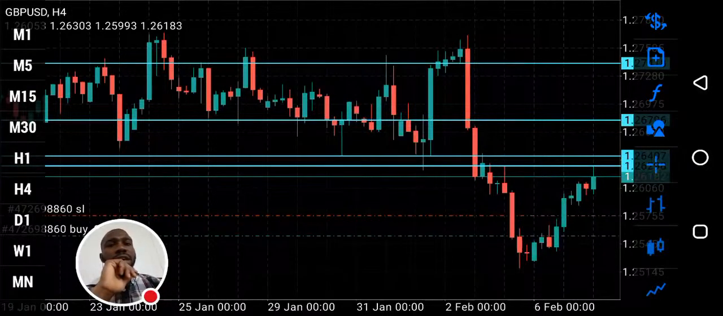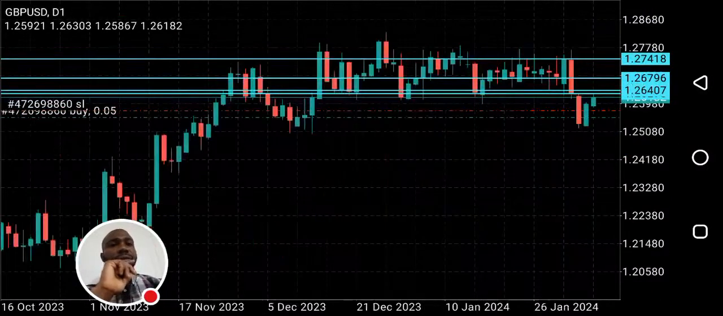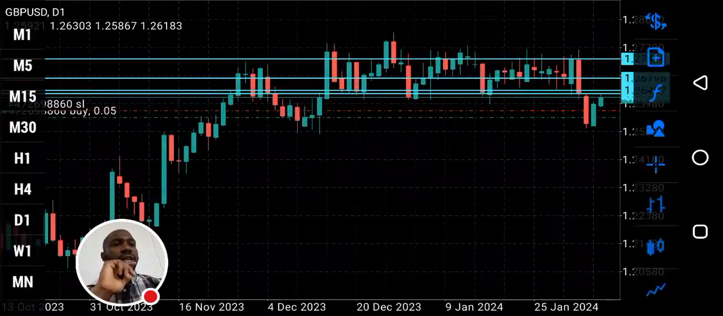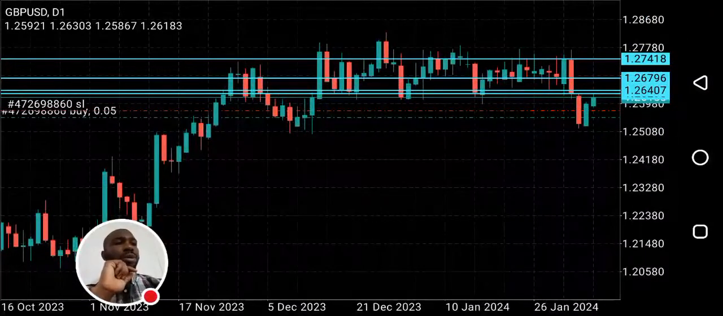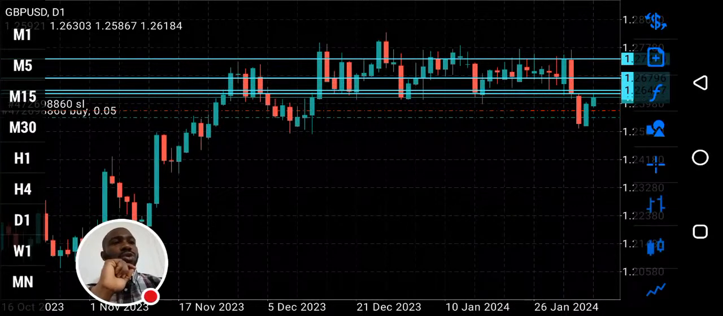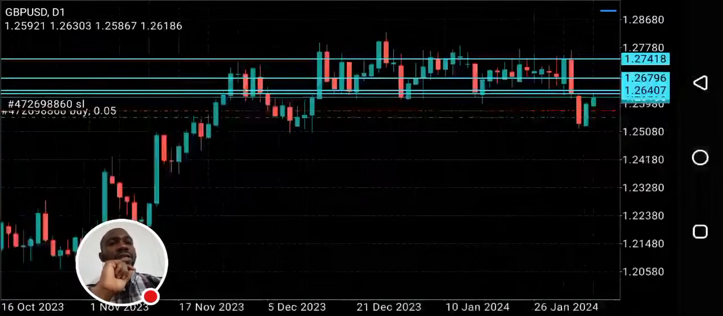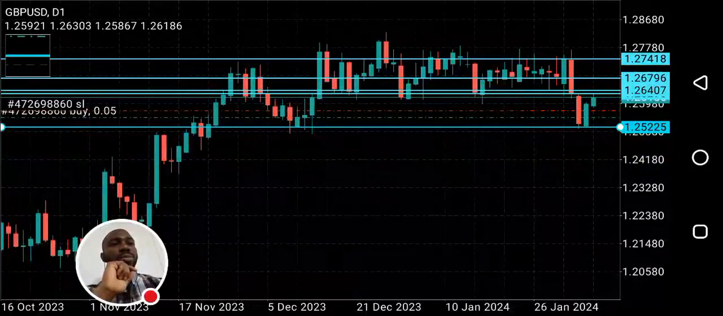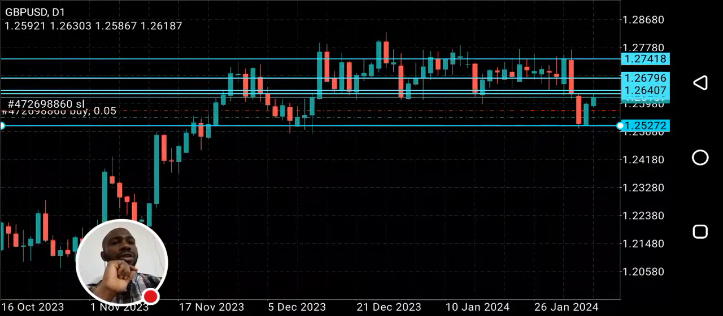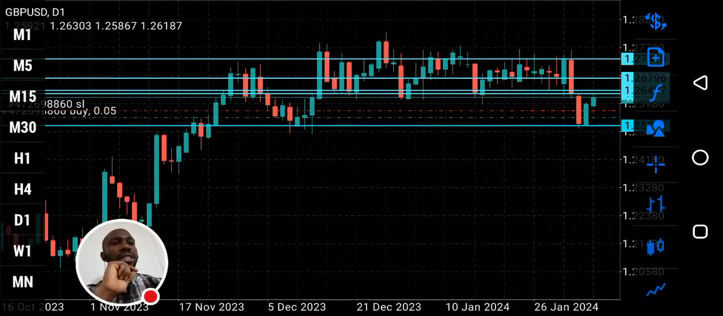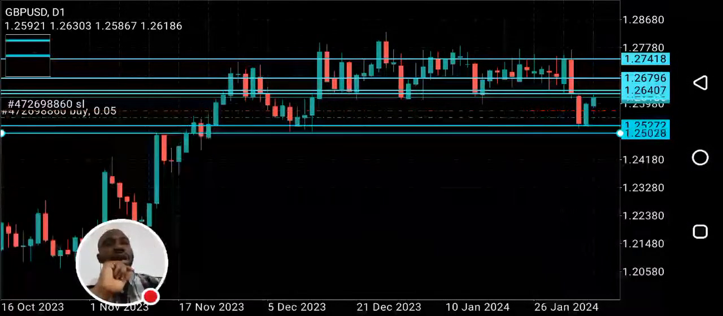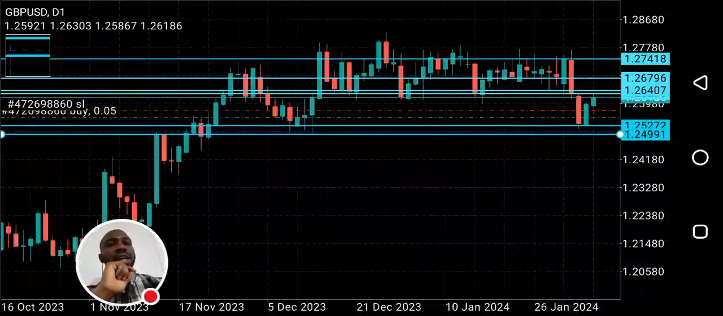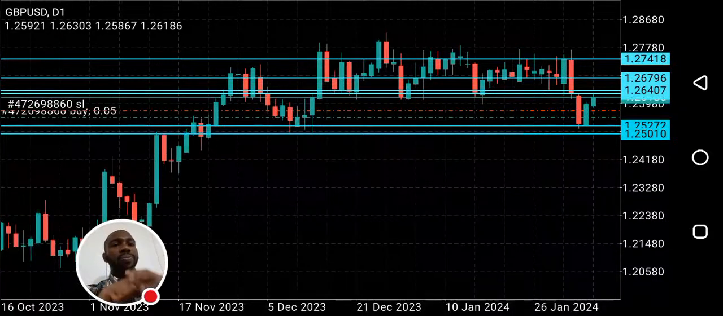Let's start with the daily time frame. On daily, as you can see, yesterday's candle closed strongly bullish. You would also notice that price tested this support. That was the reason for the rejection from that level. We had a demand or support zone at this point, price got to that level and there was a strong rejection.